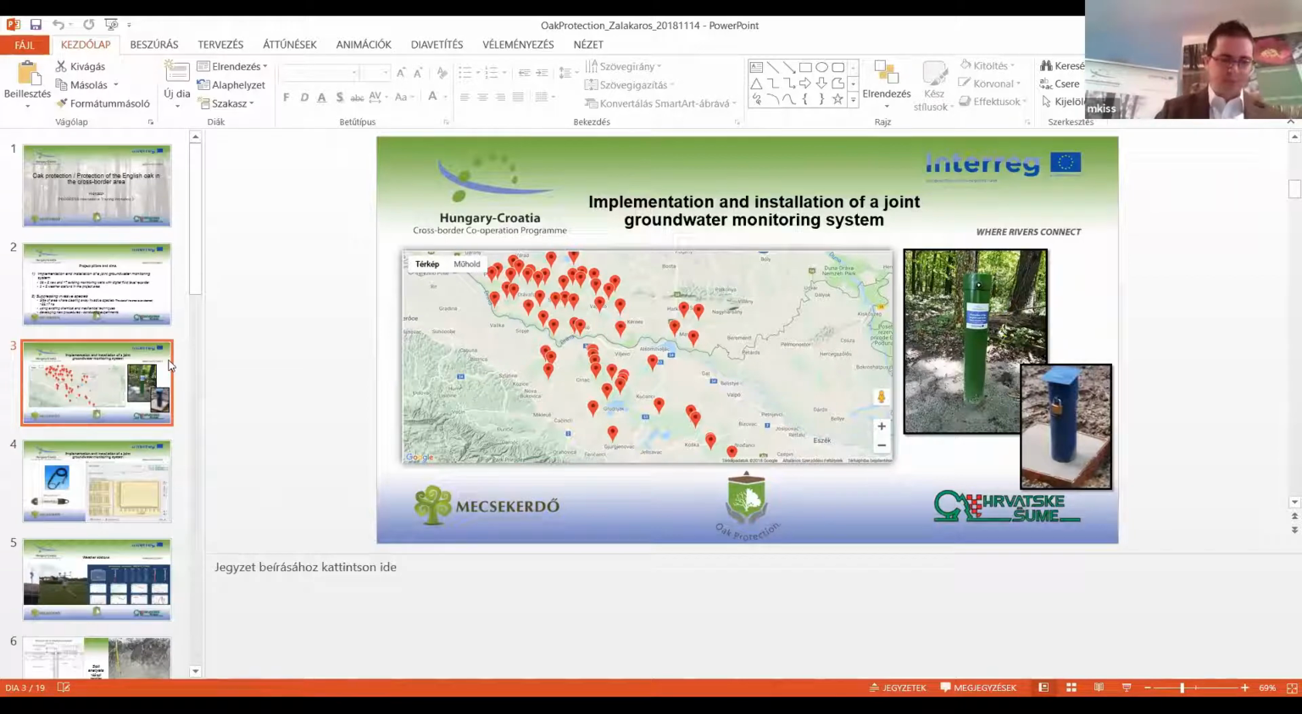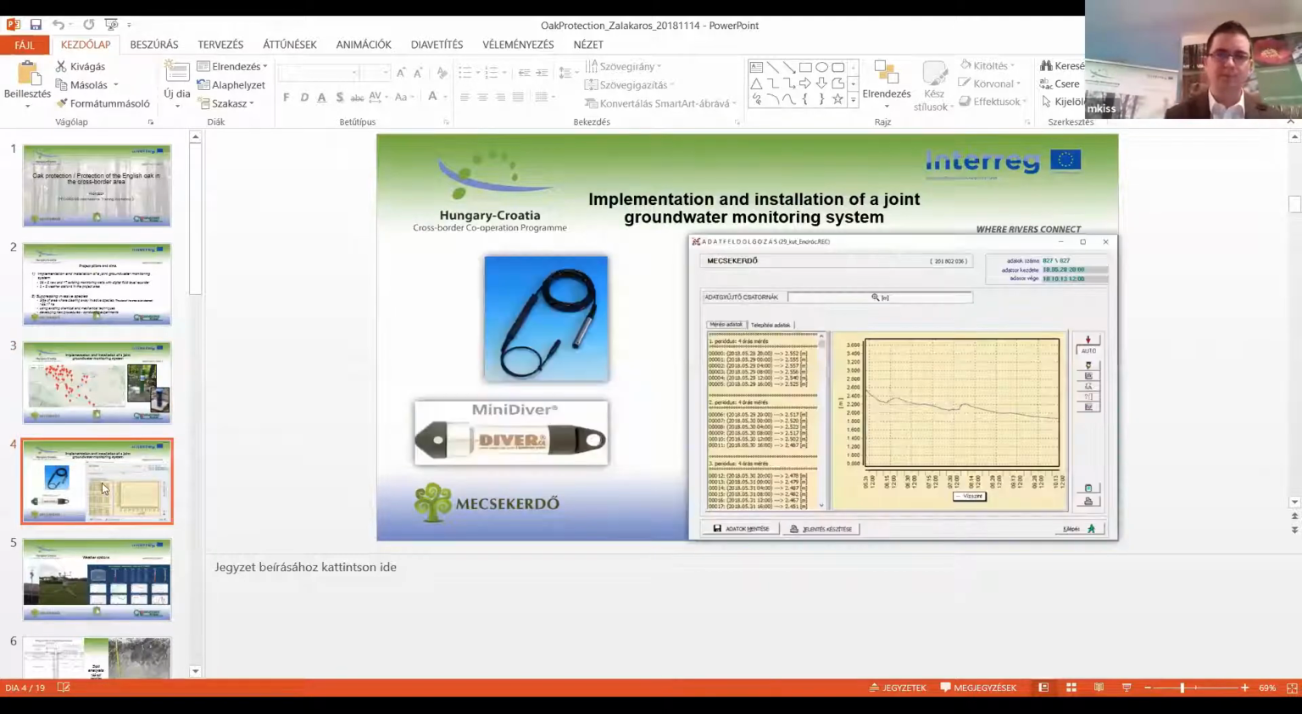Of course, the drilling technologies were different on the two sides of the border because the environmental conditions and the legal background were different. In Hungary, drilling was in a soil of sand and gravel, and we used wet flushing technologies.